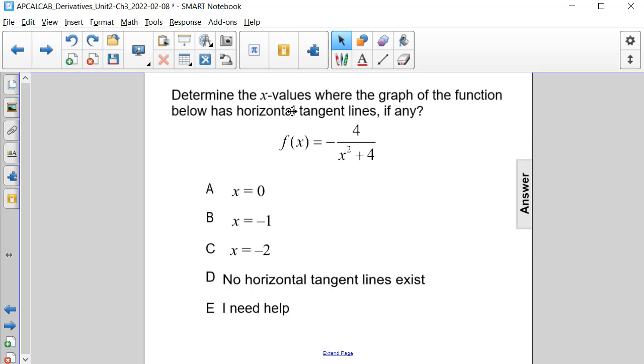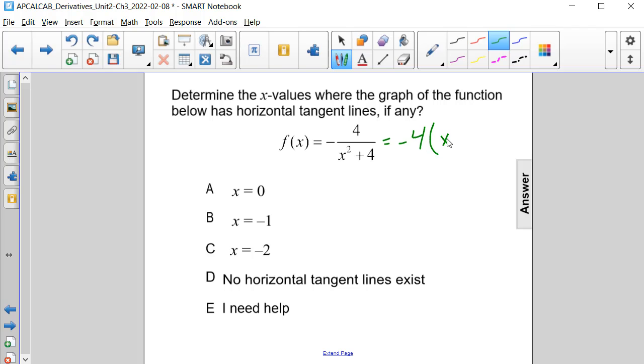Determine the x values where the graph of the function below has horizontal tangent lines, if any. So we have f of x is equal to negative 4 divided by the quantity x squared plus 4. We can rewrite this as negative 4 times x squared plus 4 raised to the negative first power.